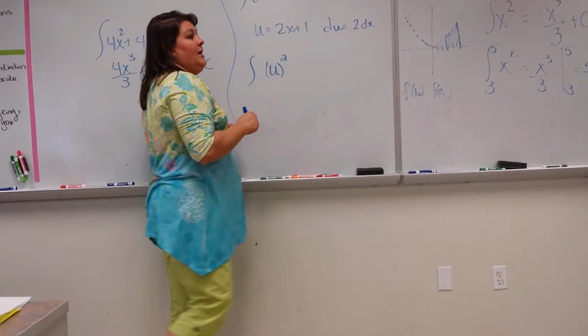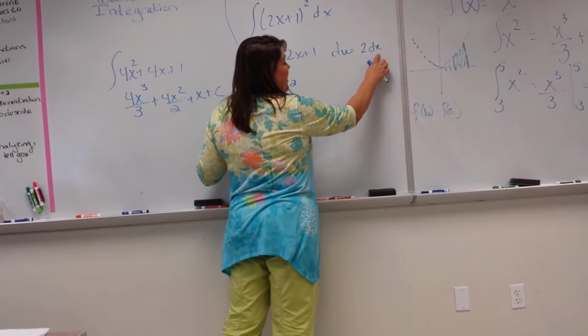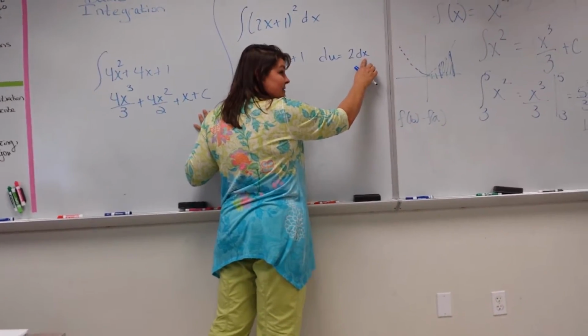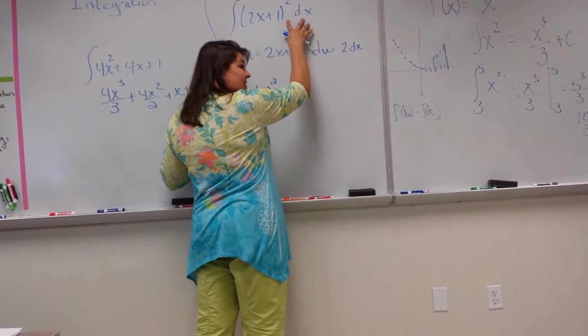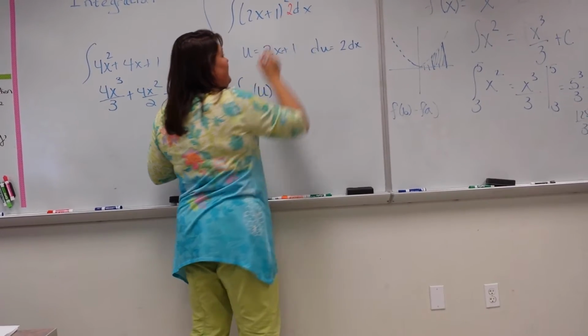Now, what is du? Remember, I'm trying to rewrite this in terms of du. du is 2dx. So I'm looking at it, and I've got a problem. I've got 2dx, and I have dx. So I can change it, and I can put a 2 here. Now I have du.